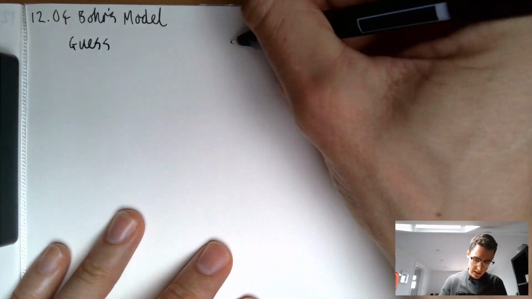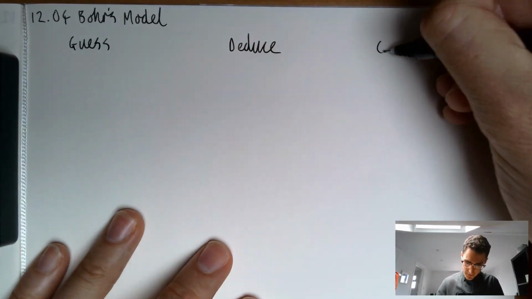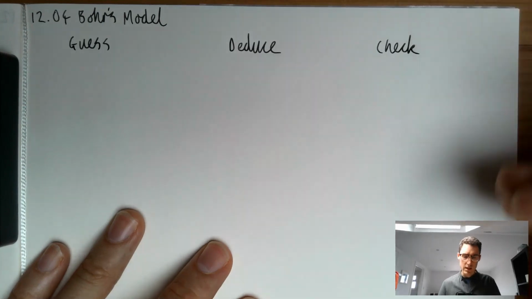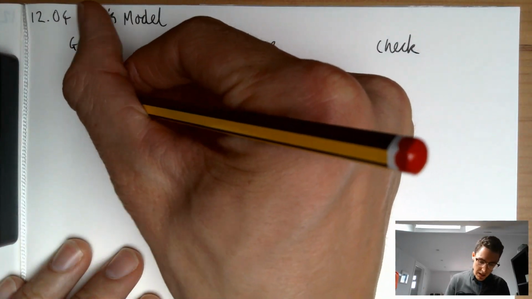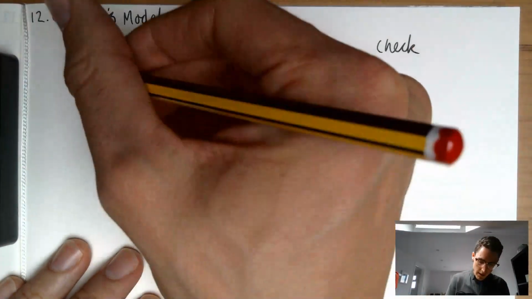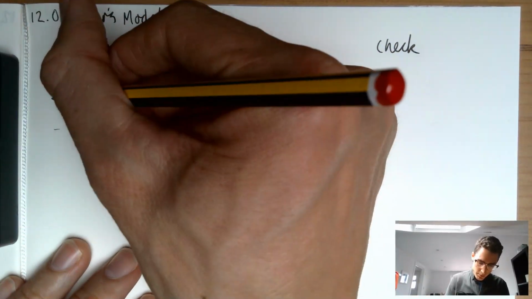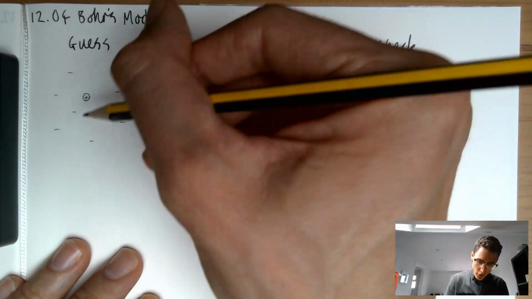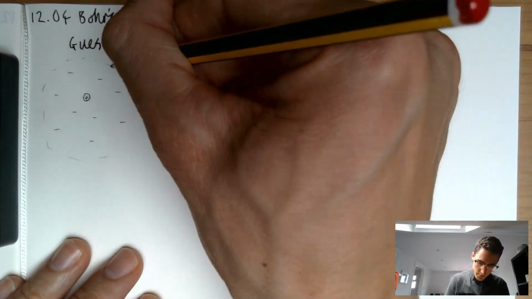So we're going to continue, and you may be glad to know this is the last lesson for a little while where we're going to talk about guess, deduce, and check. But we're going to continue with that model. And we're just going to remind students at the beginning of where we'd got to at the end of the last lesson, which was Rutherford's picture of this very dense, very small, positively charged ball of matter.